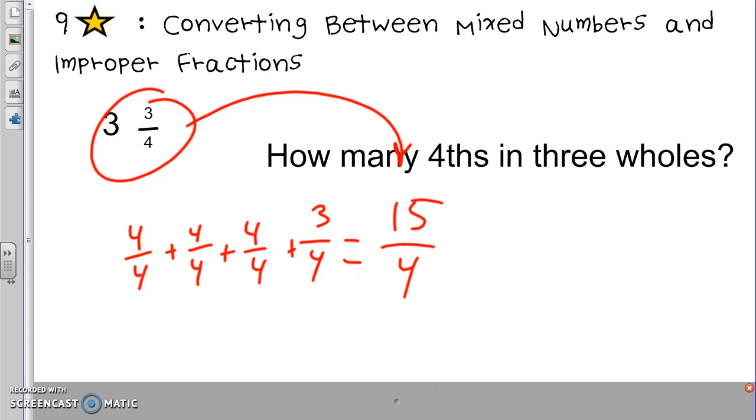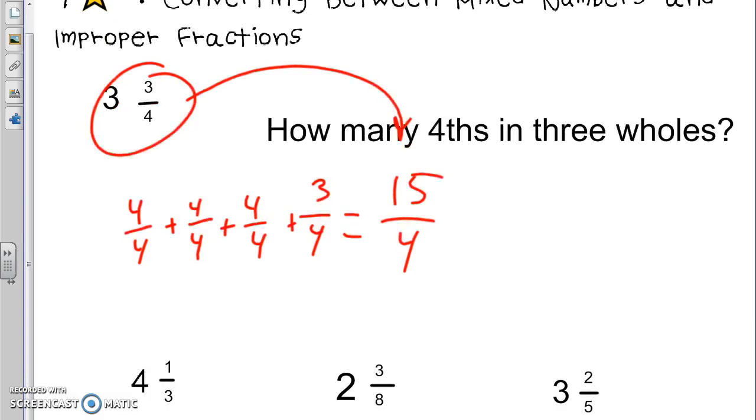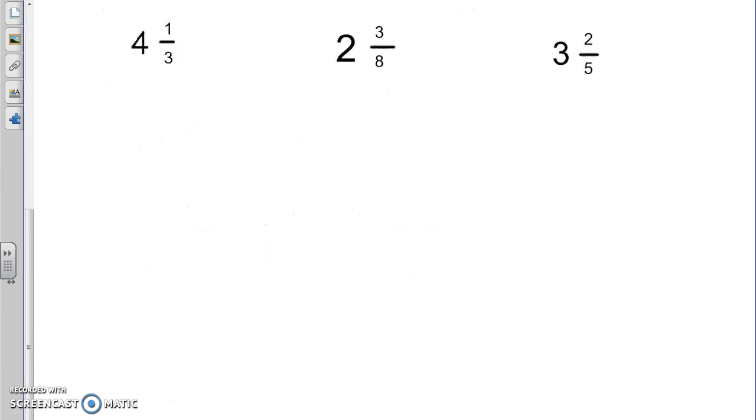And you want to try and do that to solve these guys. See if you can convert those into improper fractions. Remember, your denominator is not going to change. You're working with thirds, then you're working with eighths, and then you're working with fifths. I want you to pause the video, do your work on scrap paper, and then resume the video to see if you did the right thing.